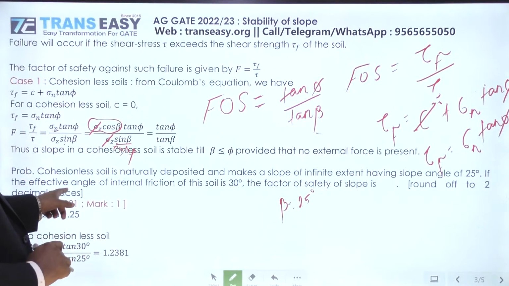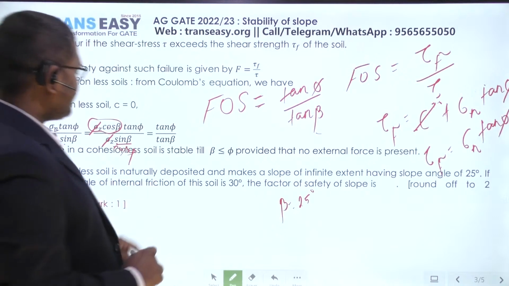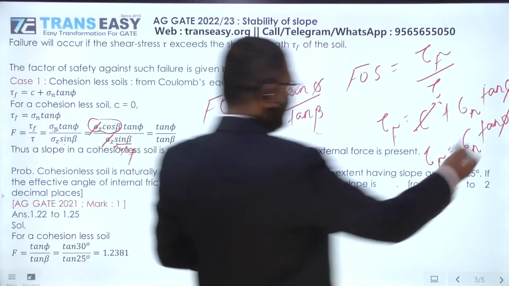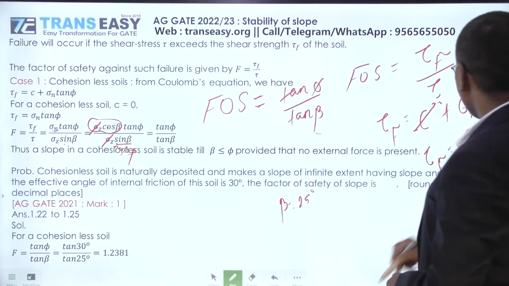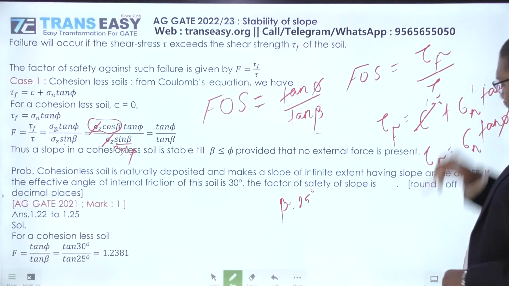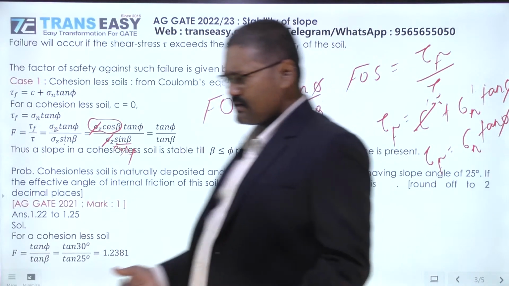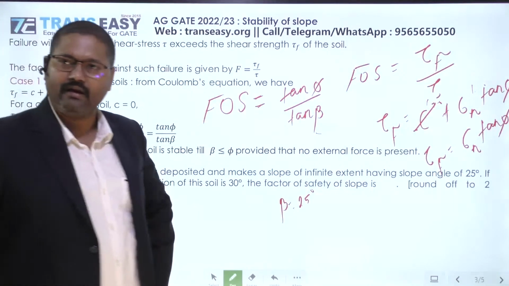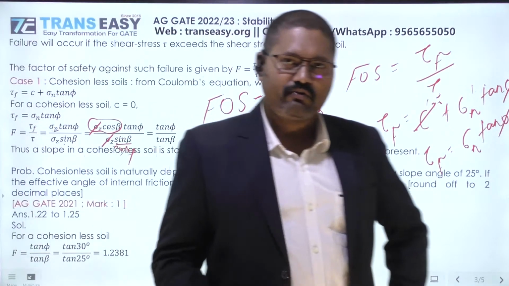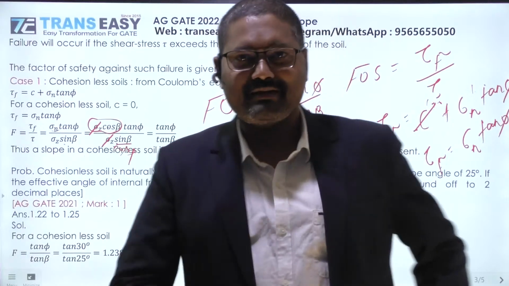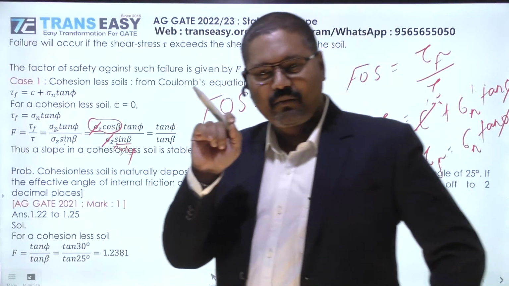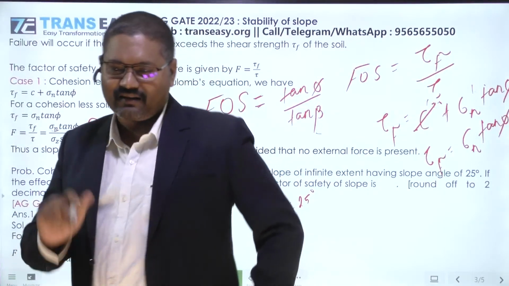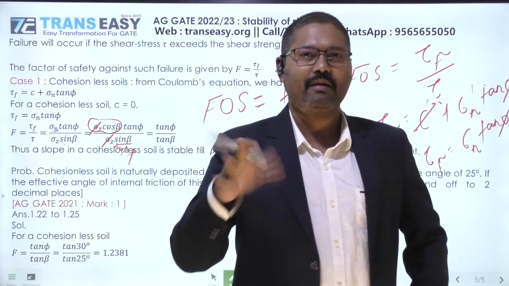If the effective angle of internal friction of the soil is effective... we said effective normal stress, keep it effective, because pore water pressure is not going to contribute into the shear strength of the soil. While calculating shear strength of the soil, we are not considering pore water pressure, because if you draw the Mohr circle corresponding to pore water pressure, it is a point, and shear stress does not develop.